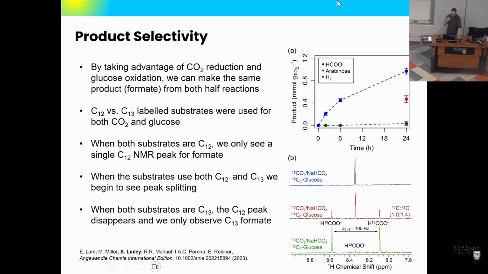So basically, the takeaway message is that we can change the selectivity of our reaction or target specific products by incorporating different types of co-catalyst materials, right? So here we're able to use an enzyme co-catalyst to change the overall reaction that we're doing, same type of light absorber.